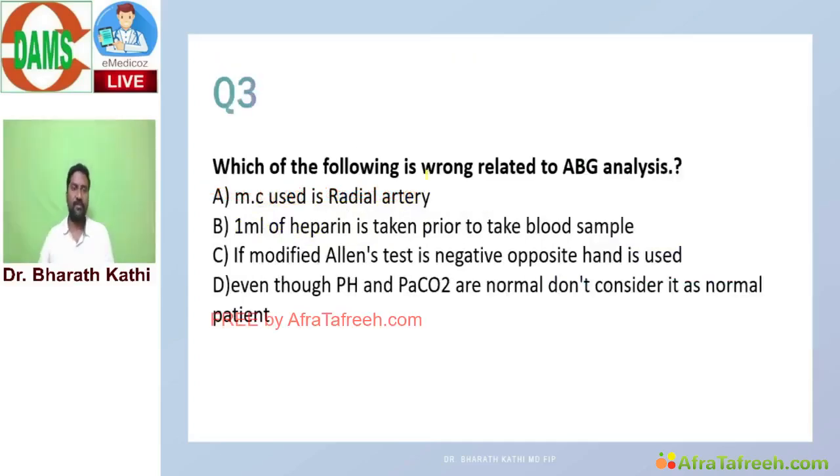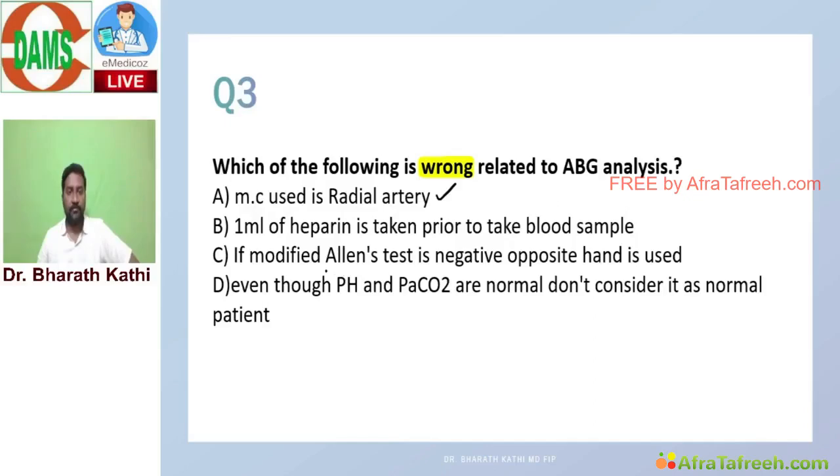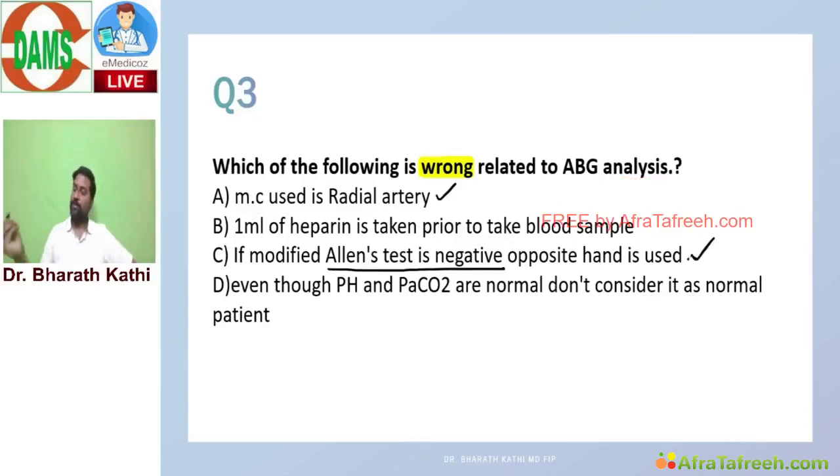Try to solve this question, students. Which of the following is wrong related to ABG analysis? All these questions were previously asked. We know that the most commonly used is the radial artery. If modified Allen's test is negative, the opposite hand is used. Modified Allen's test being negative means your ulnar artery is not patent. If your ulnar artery is not patent, you should not poke the corresponding radial artery.